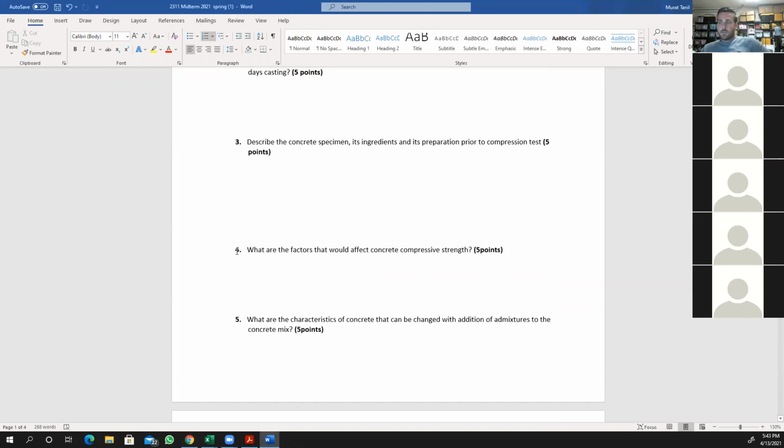What are the factors that will affect the concrete compressive strength? We already discussed this in the previous conversations. Really quick, I'm going to get this answer from John.